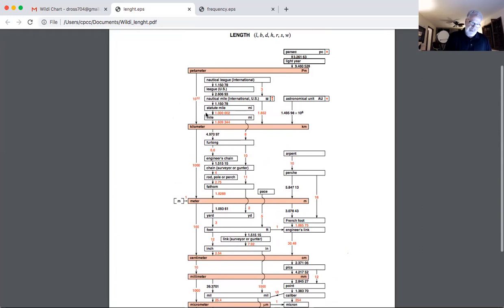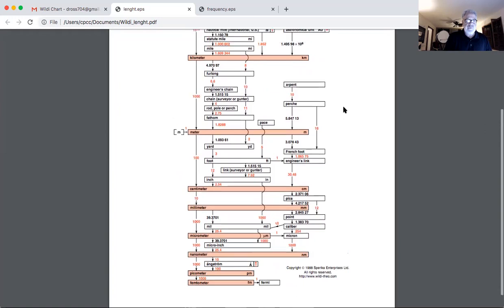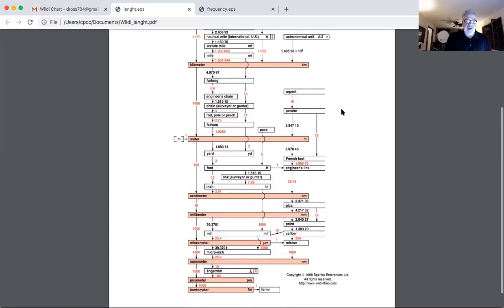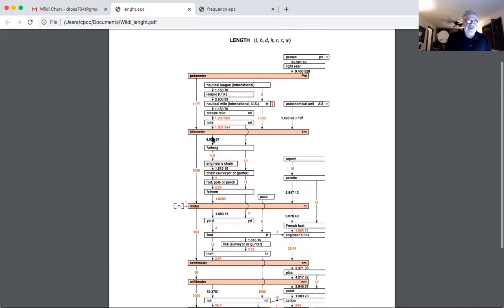Here are some other things. I think of the nautical mile, we hear that when we talk about travel in the ocean. You talk about nautical miles, and so forth and so on. But anyway, these conversion charts can become rather complex, as you can see from these charts. But I'll stop there and let you read.